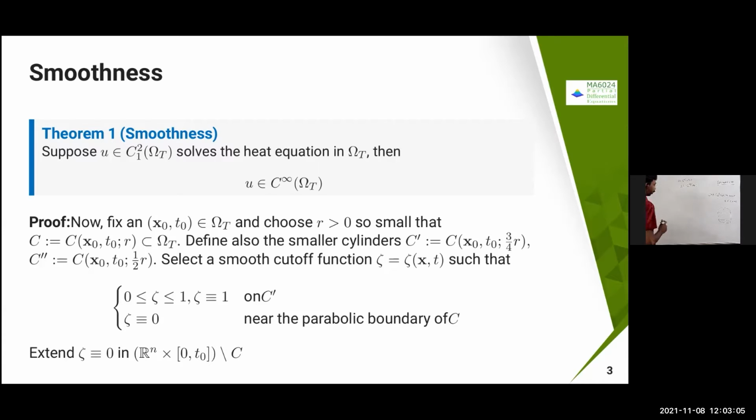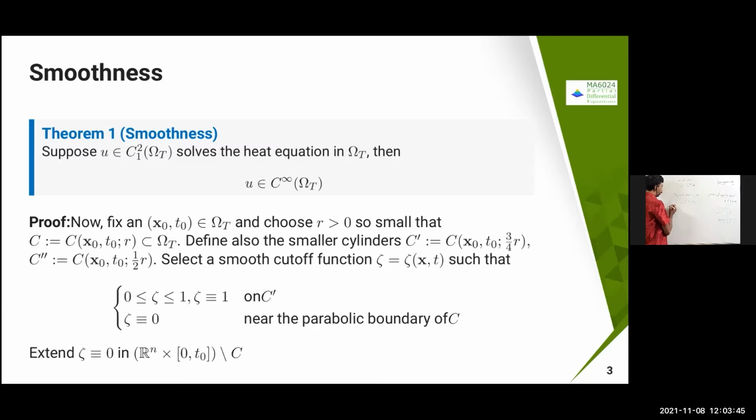So let us fix (x naught, t naught) in Omega_T, and I'm going to choose r greater than 0, very small, such that this circular cylinder C is a subset of Omega_T. I'm going to call it C(x naught, t naught, r). So for this (x naught, t naught), this is going to be my small circular cylinder which I'm going to choose.